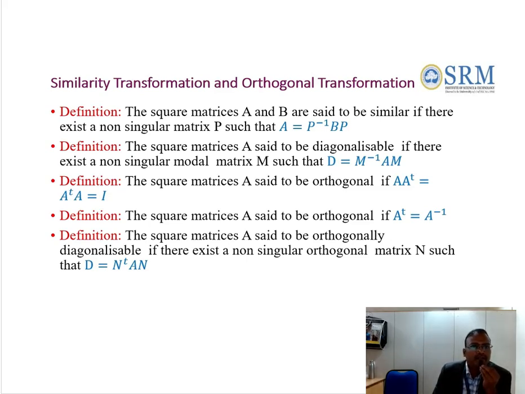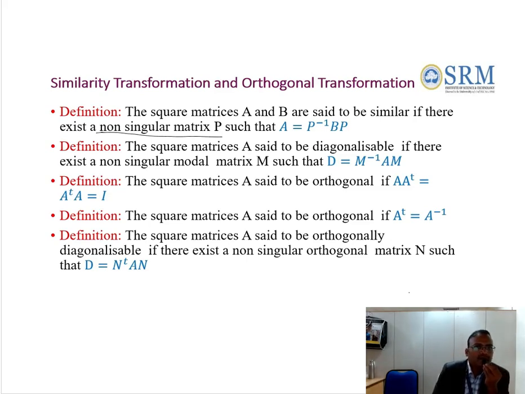First definition, similar matrices. The square matrices A and B are said to be similar matrices if there exists a non-singular matrix P such that A equal to P inverse B P. That is, A can be written as P inverse B P, or in other words, B can be written as P inverse A P. Both the ways we can write.